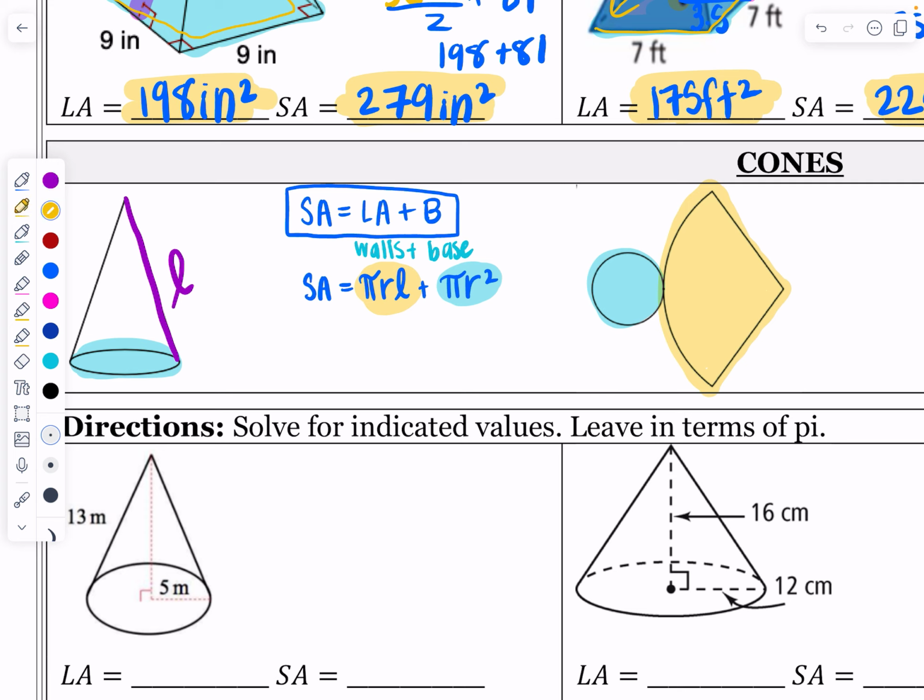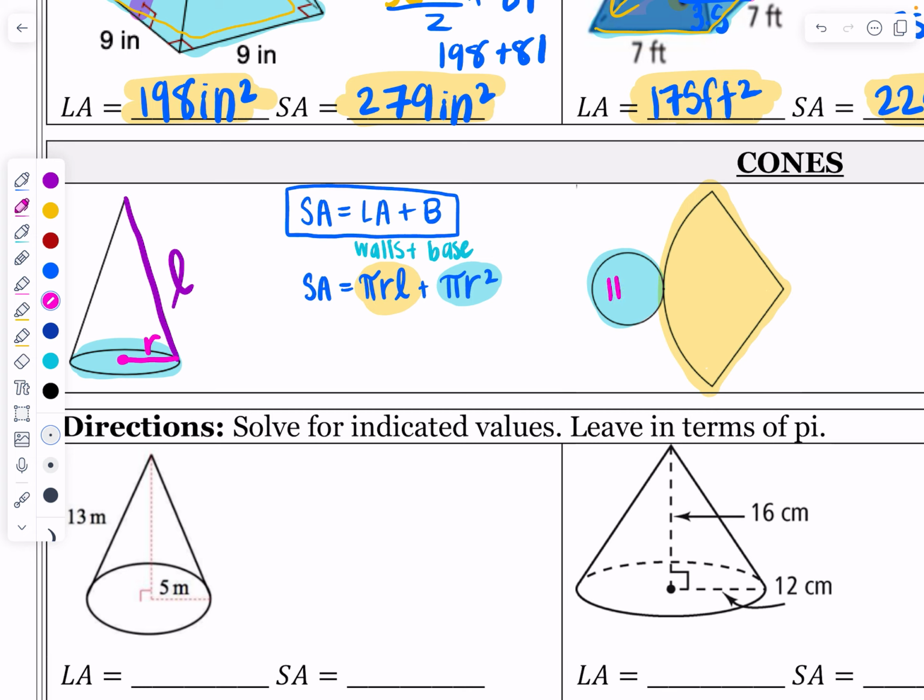If they give you this one, that's your internal height. We don't need that one. We'll need that for volume later. So we need our slanted height. So the two things you need are your radius and your slant height. So pi RL plus pi r squared is going to be our formula.